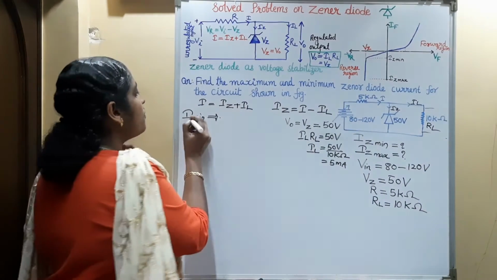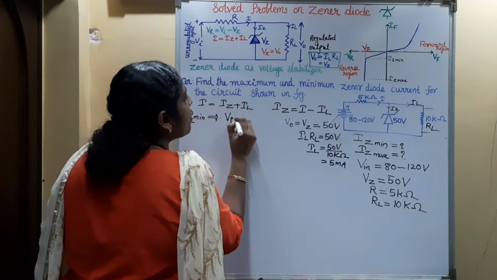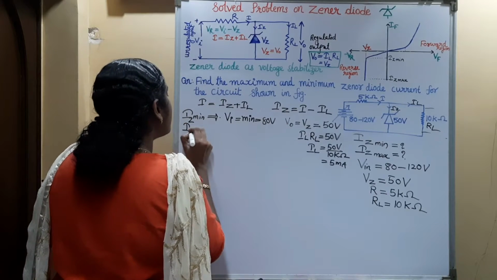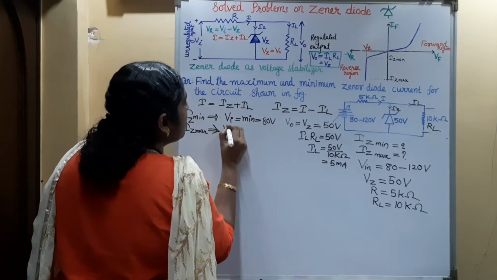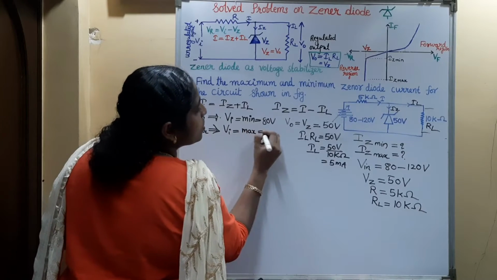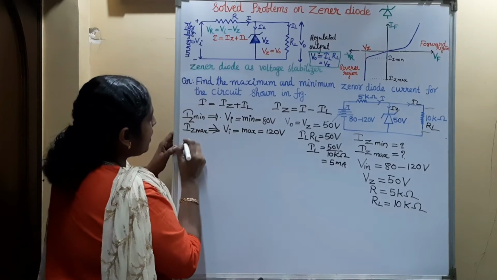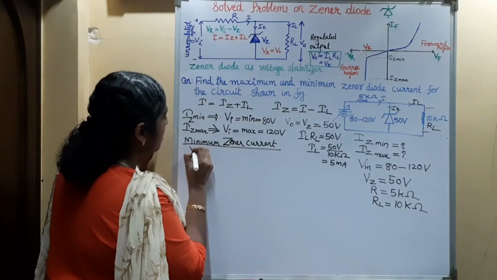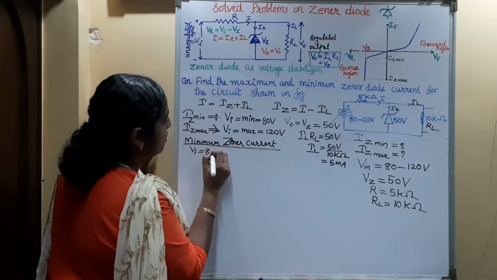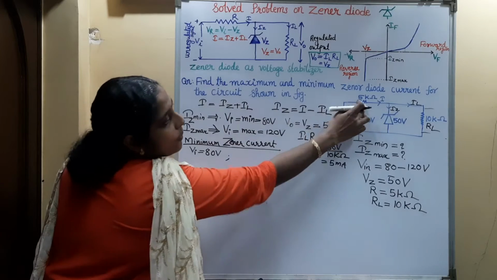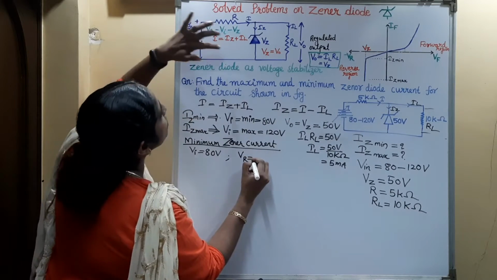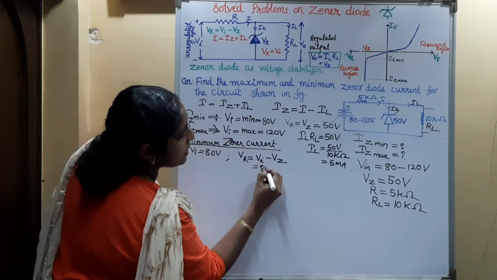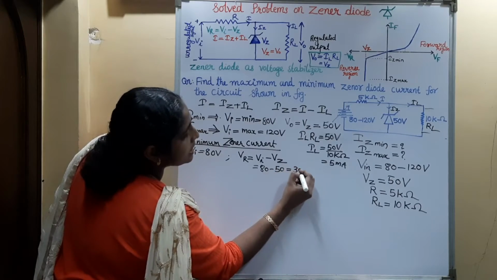The minimum Zener current we get when the input voltage is minimum, that is 80 volt, and the maximum Zener current is obtained when the input voltage is maximum, that is equal to 120 volt. So first we can find out the minimum Zener current. The input voltage is equal to 80 volt. So what will be the voltage drop across the series resistance? That is equal to VI minus VZ. So 80 minus VZ, which is 50, so that is equal to 30 volt.